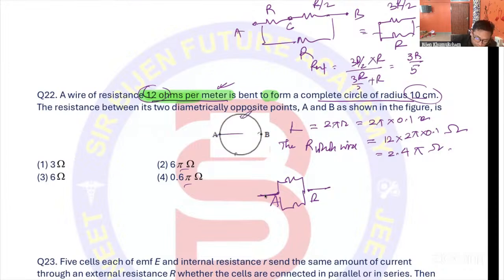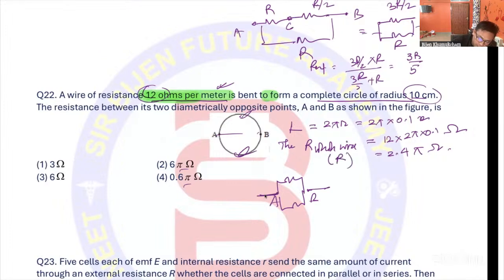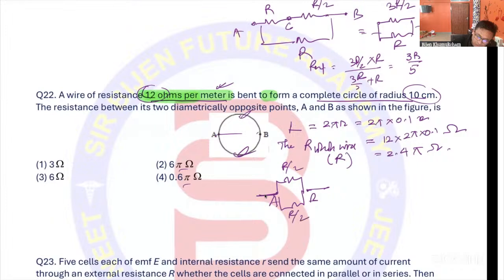Since the lengths are the same in the upper part and the lower part, the resistance of each section will be R by 2, where R is the resistance of the whole section. So let us use this as the symbol R. It will be R by 2 and this is R by 2, two resistors in parallel. Then the net resistance will be R by 4. Your R is 2.4 pi ohm divided by 4, so it is 0.6 pi ohm.